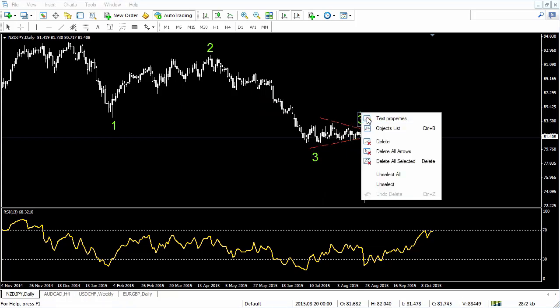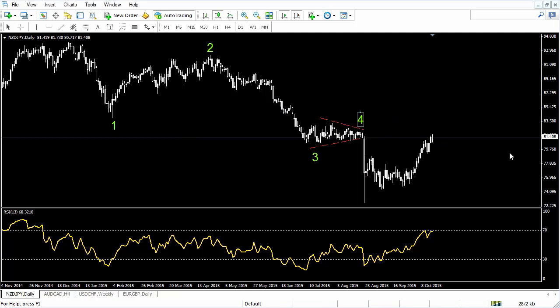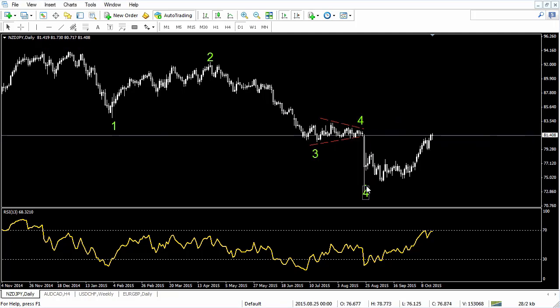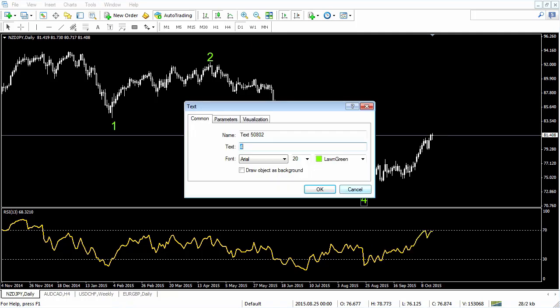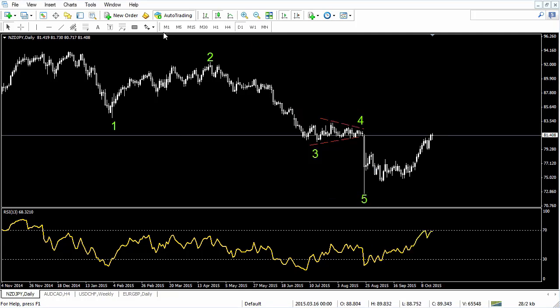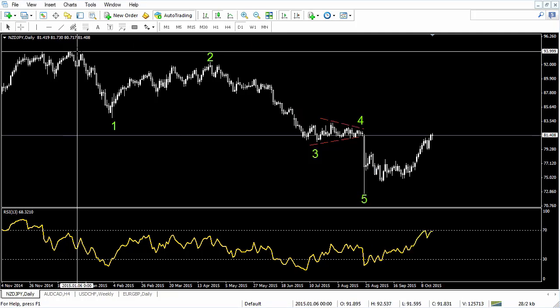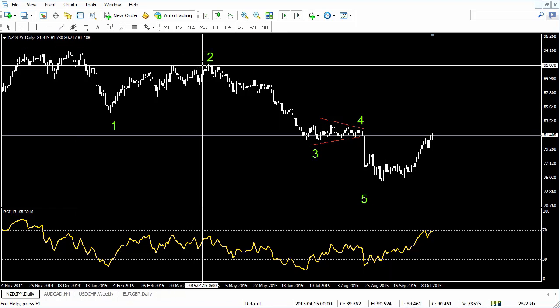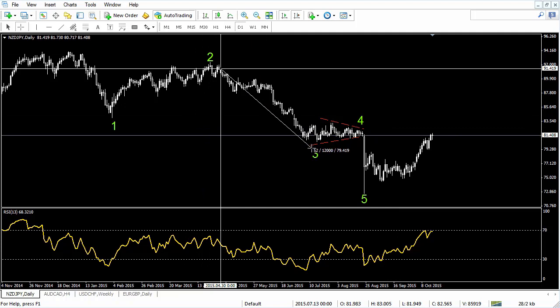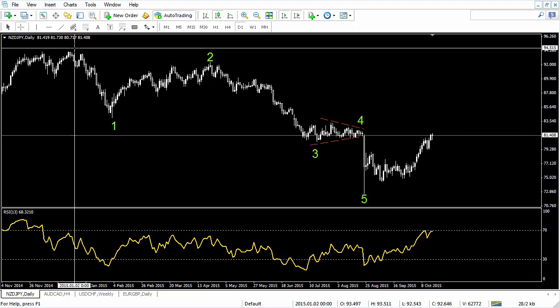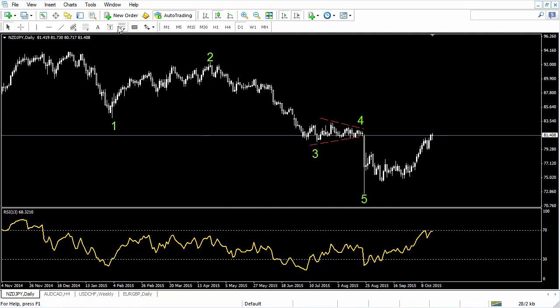Triangle is the part of the wave 4 then, and this push down was the wave 5. So everything looked perfect. We are holding the rules. Wave 2 held below the starting point of the wave 1. Wave 3 was stronger than the wave 5 for sure, and also I think it was stronger than the wave 1, but let's go and check it.